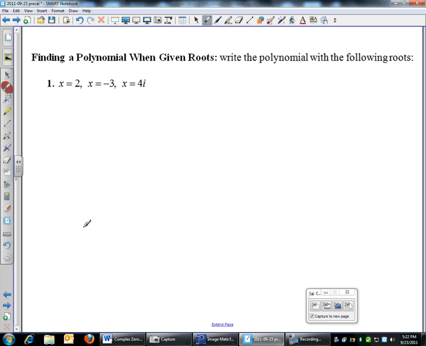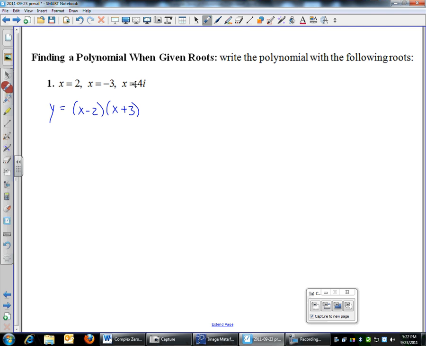How to use that: right here, it says find a polynomial when given the roots. And what I've done is I've given you 3 roots of a polynomial. Now the first 2 is stuff we've already done. If x equals 2 is a root, then that means x minus 2 is a factor. If x equals negative 3 is a root, that means x plus 3 is a factor.